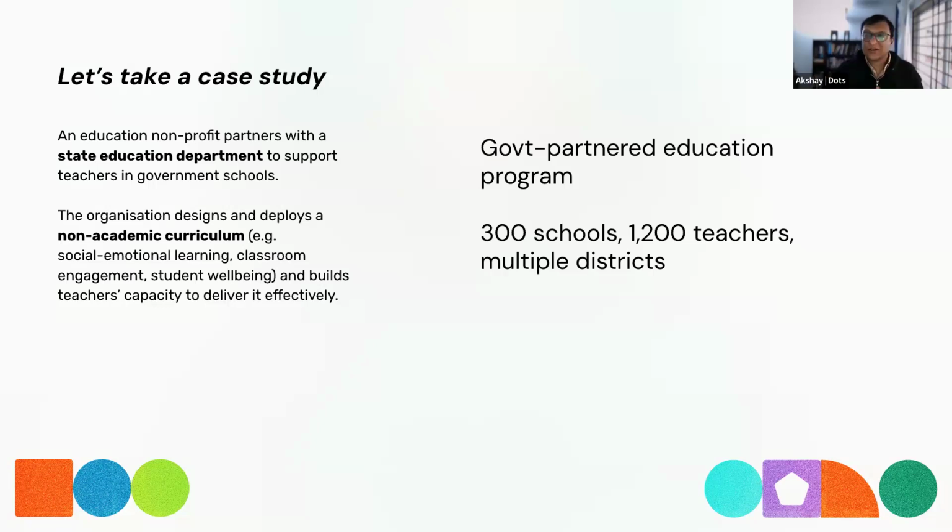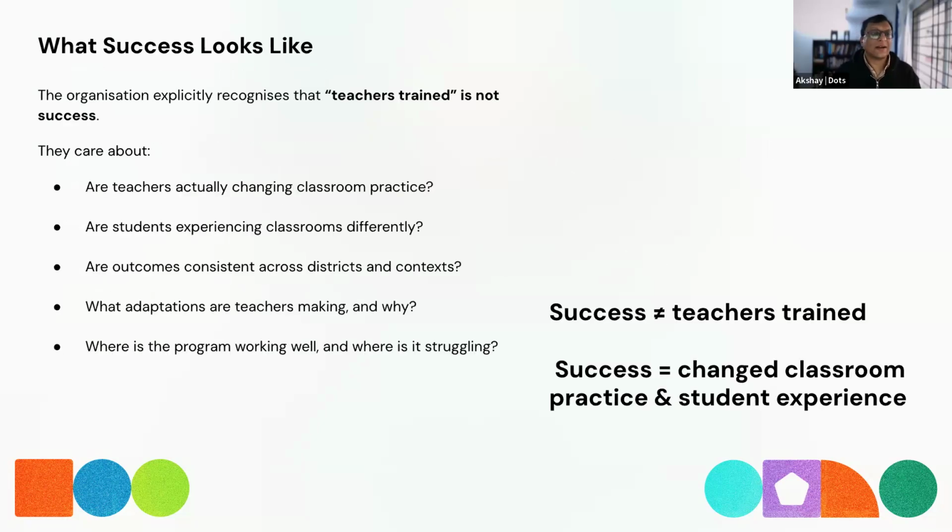And in this fictional organization's journey, they're looking at about 1,200 teachers in multiple districts across 300 schools. And the idea is that this organization truly believes that success is not about the number of teachers trained, right? Like that old issue that we keep talking about, output kya hai, outcome kya hai, and all of that. They see teachers trained as an output of the program. They don't see that as an outcome. They don't necessarily count that as a success.